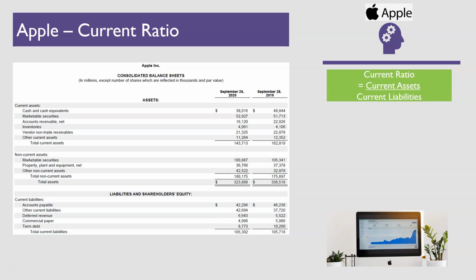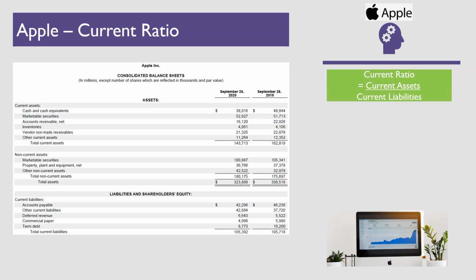To start, the current ratio compares all of a company's current assets to its current liabilities. This metric is also known as the working capital ratio, which tells us about the company's ability to cover short-term debt with its current assets. Generally, we would want a company to have a current ratio above 1, which indicates that the current assets are at least equal to the value of its current liabilities.